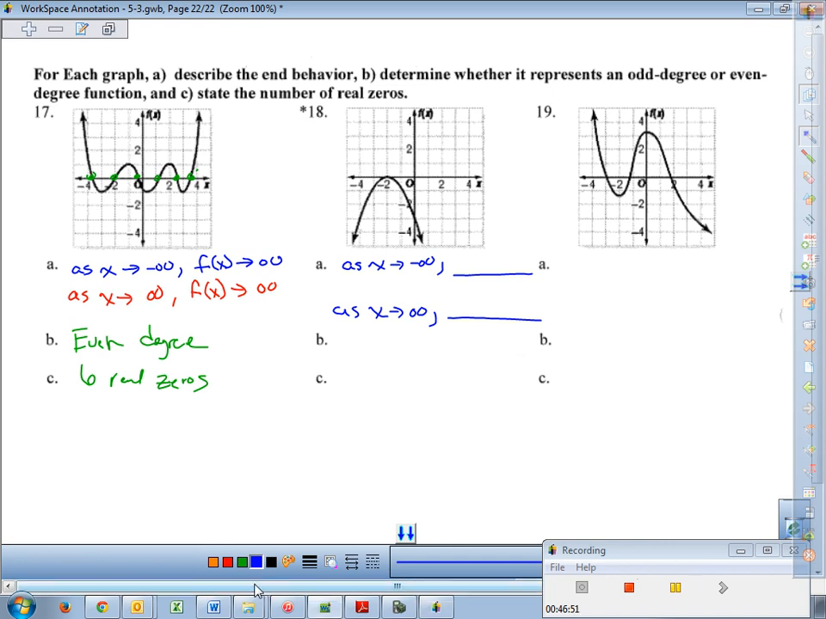As x approaches negative infinity, that means you take your end behavior and find the one going closest to the left. Where's that going? Up or down? Down. So f of x approaches negative infinity. Cool? And as x approaches infinity, f of x approaches what? Negative infinity again. Did they go the same place or different places? Same place tells you what kind of polynomial it is, even or odd. That's an even degree.